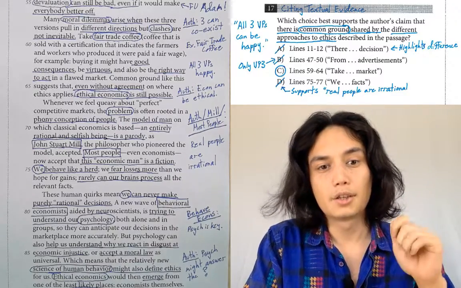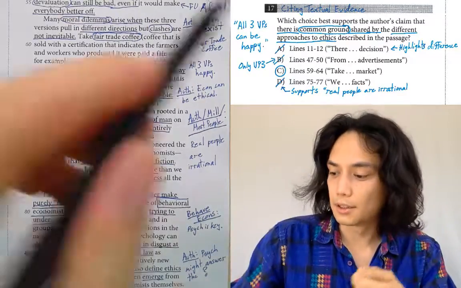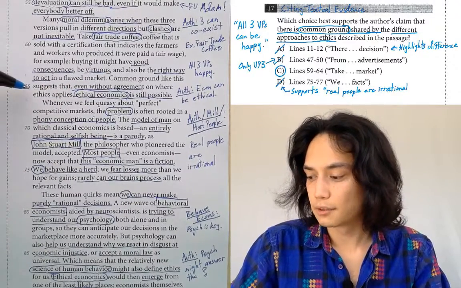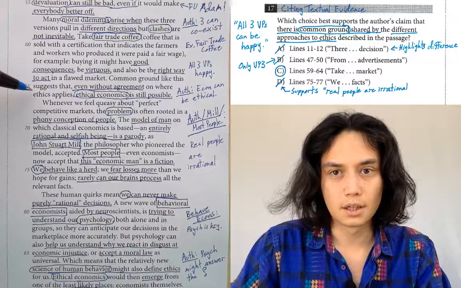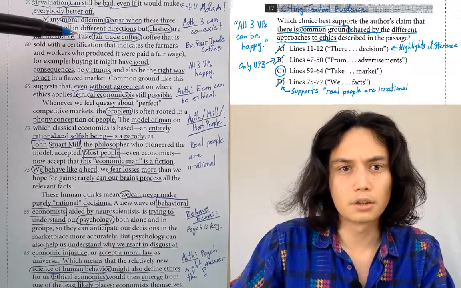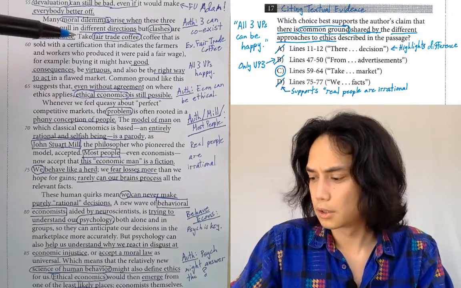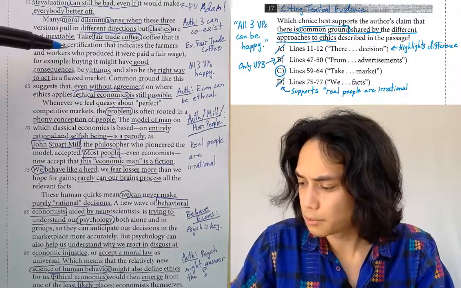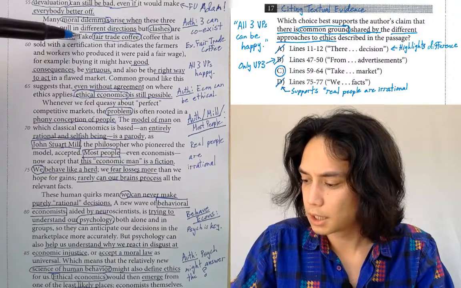Now, looking at the rightness of answer choice C, this is lines 59 through 64, and it might not be the sentence you expect. It's not the sentence that says common ground like this suggests that. That's lines 64 through 66. Here it's asking us to start earlier, and go from "take" to "market." So where's market? It's line 64? Oh, this is a pretty long quote. Way down to here. From take to market.